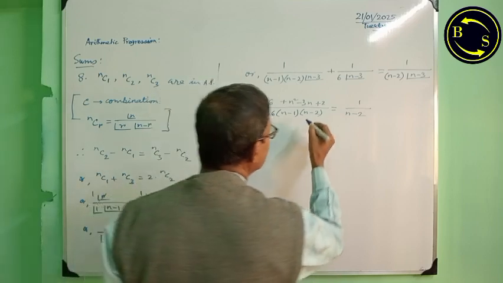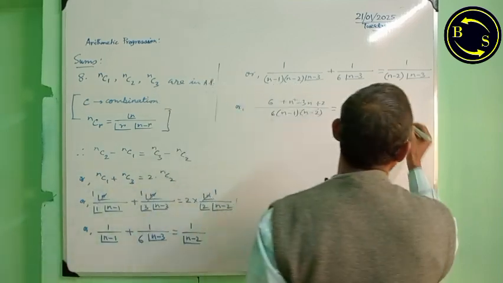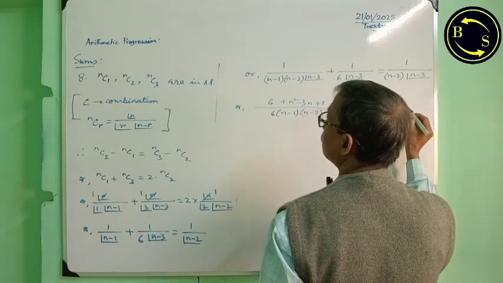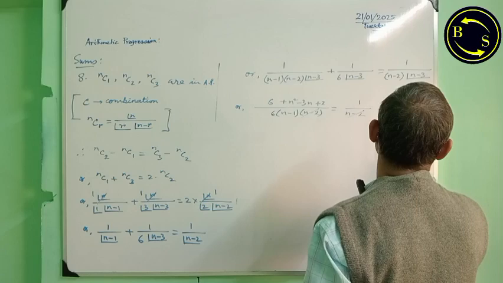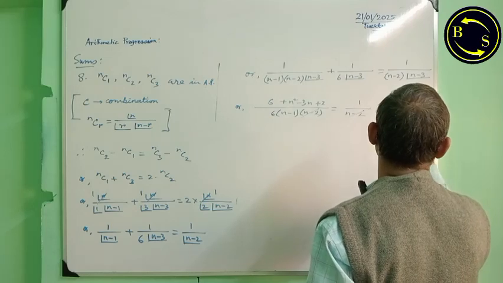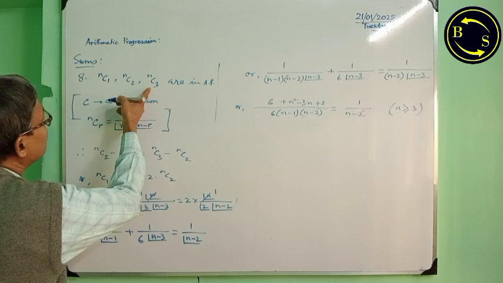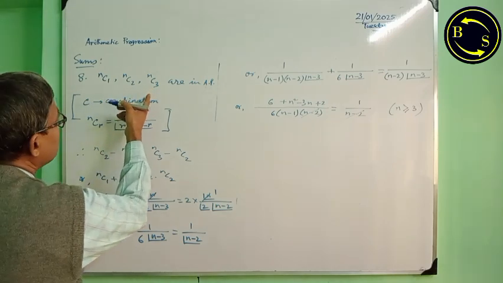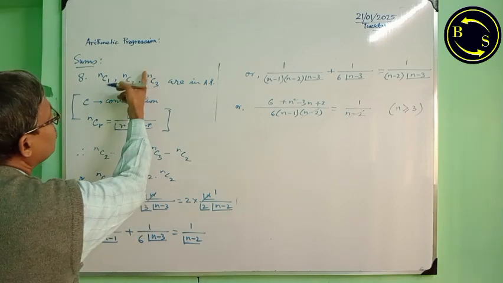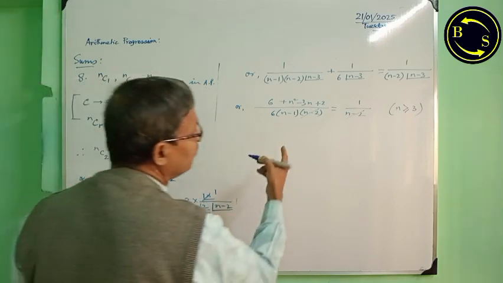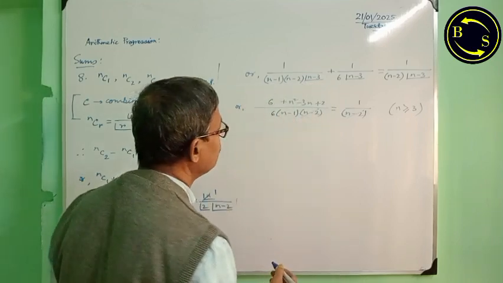Now n minus 2 will be cancelled, since in this case n is greater than or equal to 3. Since nC3 is there, as per property, 3 is always less than or equal to n. Therefore, n minus 2 can be cancelled.